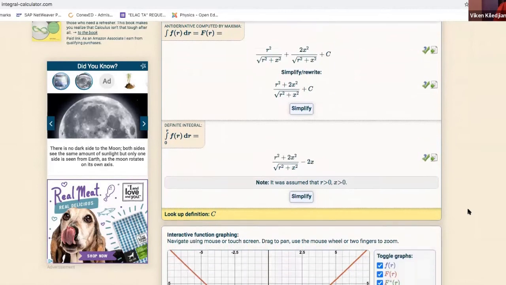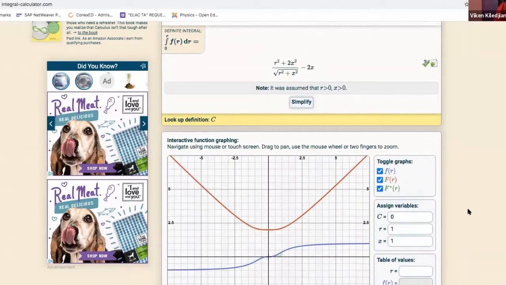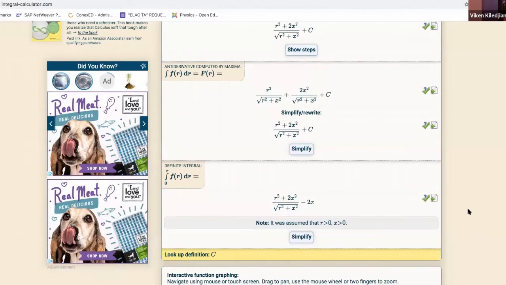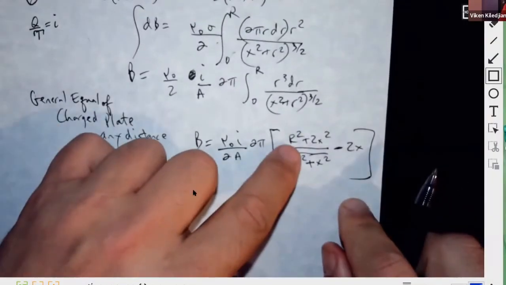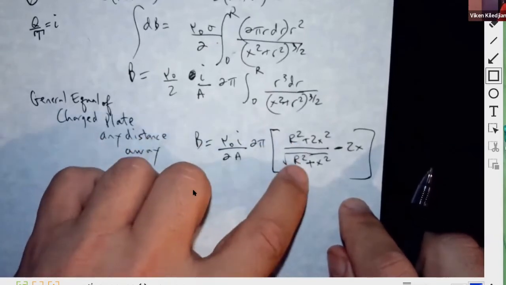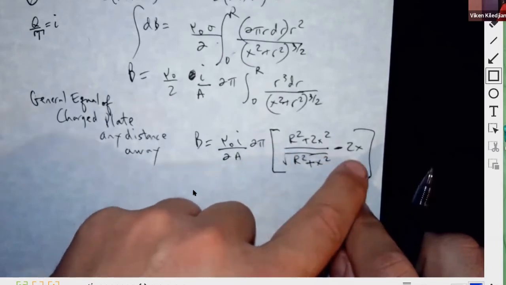Is that the final answer? I guess so. Okay, so then you're going to have B equals mu 0 I over 2a times 2 pi, times r squared plus 2x squared over the square root of r squared plus x squared, minus 2x. I changed the little r to big R because it was the radius of the thing. So that's the final answer.